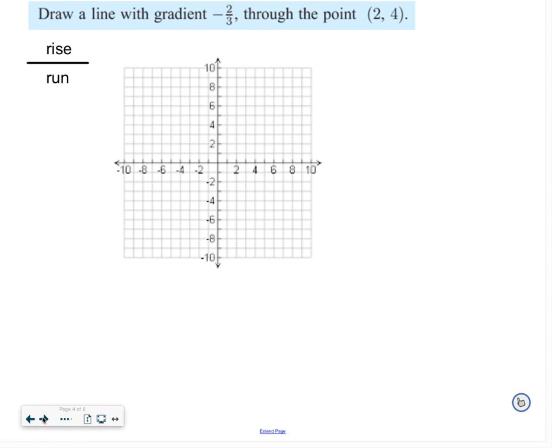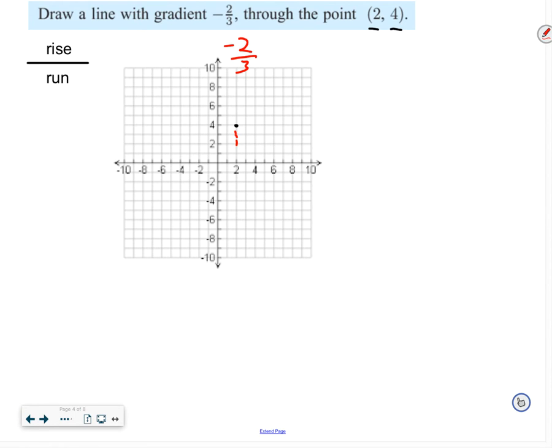All right, so if we want to draw a line with a gradient of -2/3 through the point (2, 4), what I want to first do is graph my point. So (2, 4), I'm going to go over 2 and up 4. So there is the point (2, 4). Now if I want a line with a gradient of -2 over 3, I'm going to start drawing multiple points here. So I can think of this as -2 over 3, so my rise is down 2.